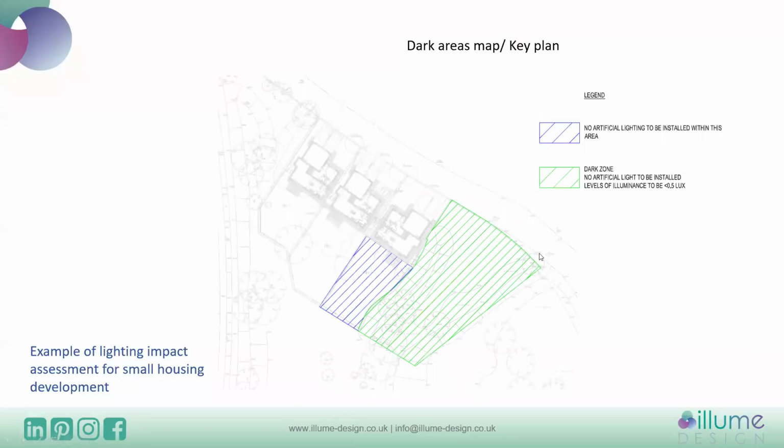So this was the dark zone plan that was produced. This was actually requested by the council for this project. So we have the dark zone as explained here, and we also have a zone of no artificial lighting. So no artificial lighting can be installed within this area of the back garden for this property in order to protect the dark zone.